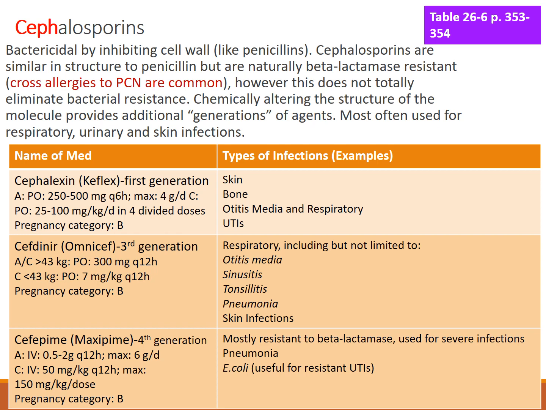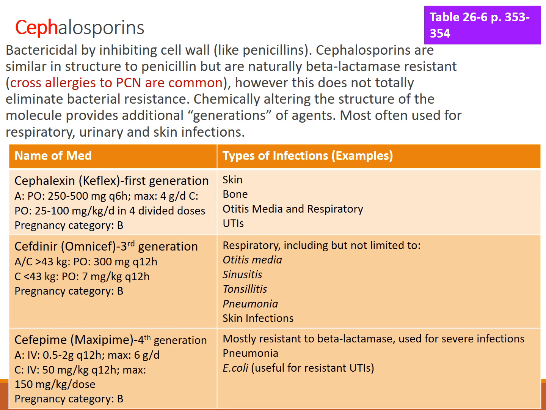Then we have cephalosporins, which also are bactericidal by inhibiting the cell wall, just like penicillins. They're very similar in structure to penicillin, but are naturally beta-lactamase resistant. Unfortunately, it's a close enough cousin that there's a lot of cross allergies to penicillin. So a lot of people who are penicillin allergic, if they're prescribed a cephalosporin, we need to be very careful and watch them for an allergy. It does happen quite a lot. And even though the cephalosporins are naturally beta-lactamase resistant, it doesn't eliminate bacterial resistance.